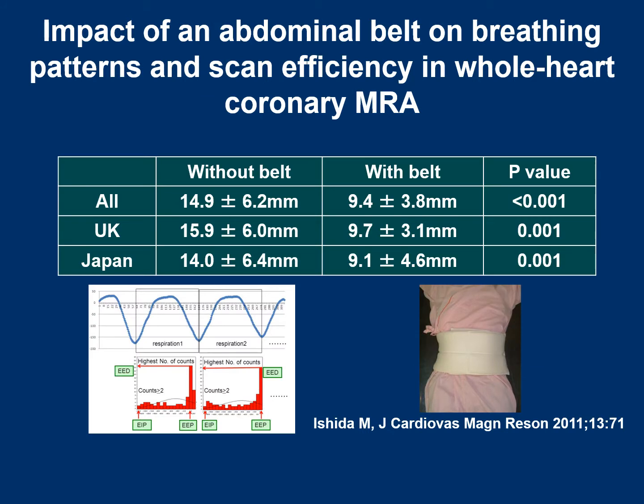In order to improve the robustness of this technique, Dr. Sakuma's group also reported a study comparing UK and Japanese patients, and using an abdominal belt, they can further improve the scan efficiency and also reduce the imaging time.